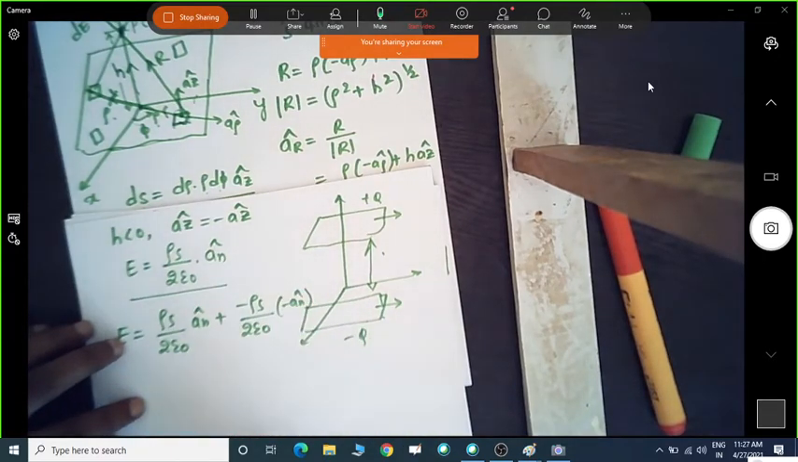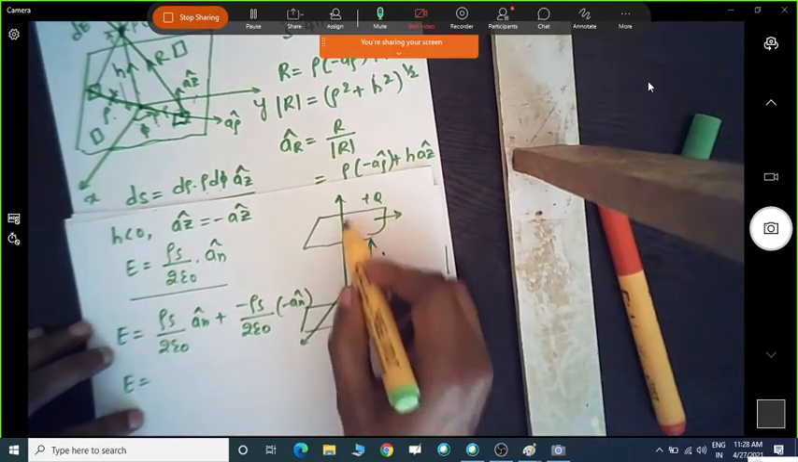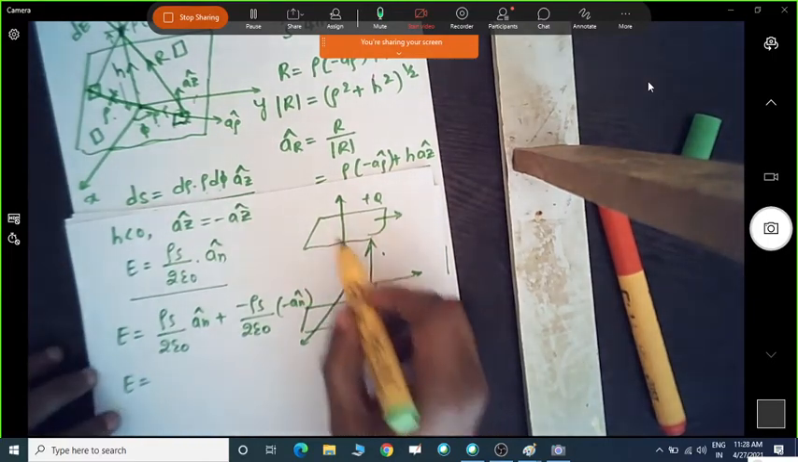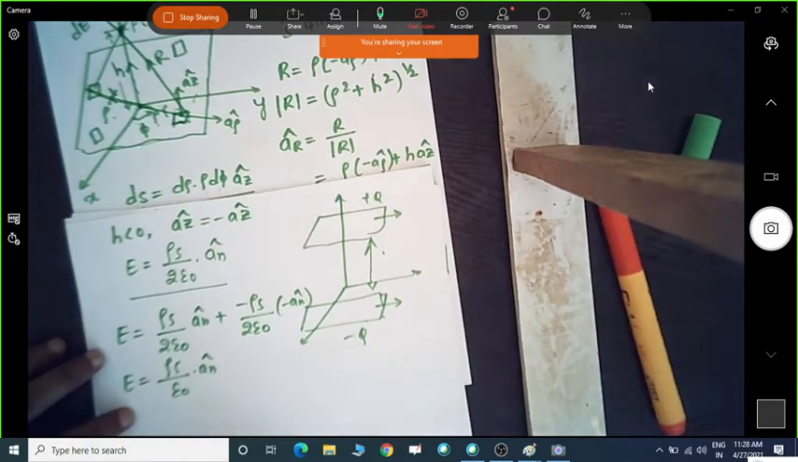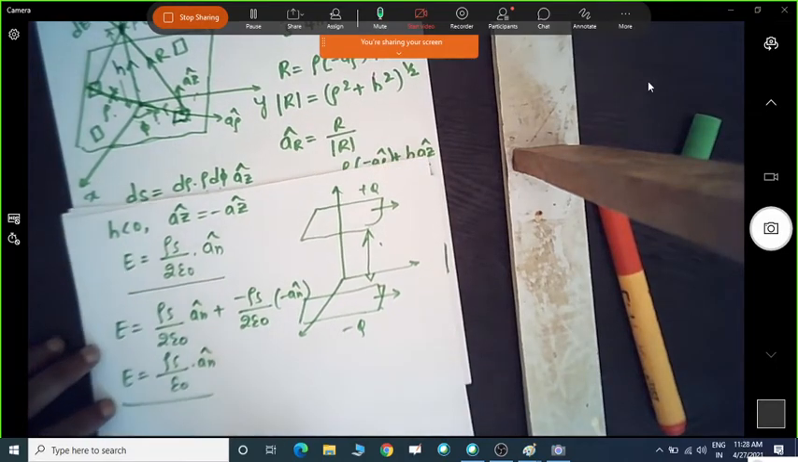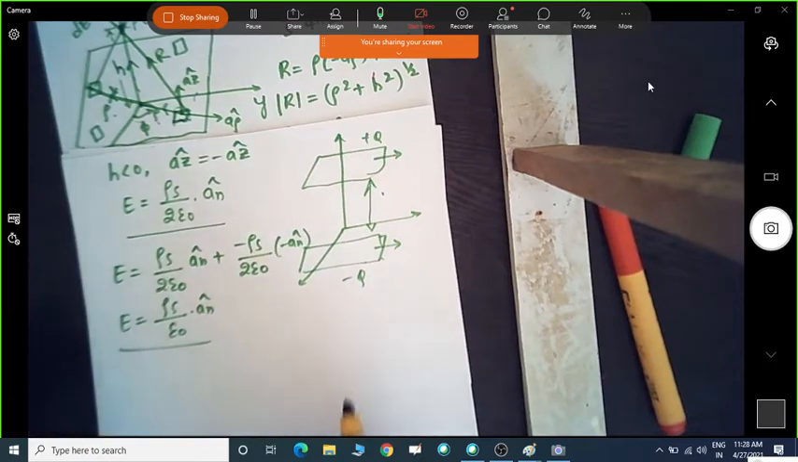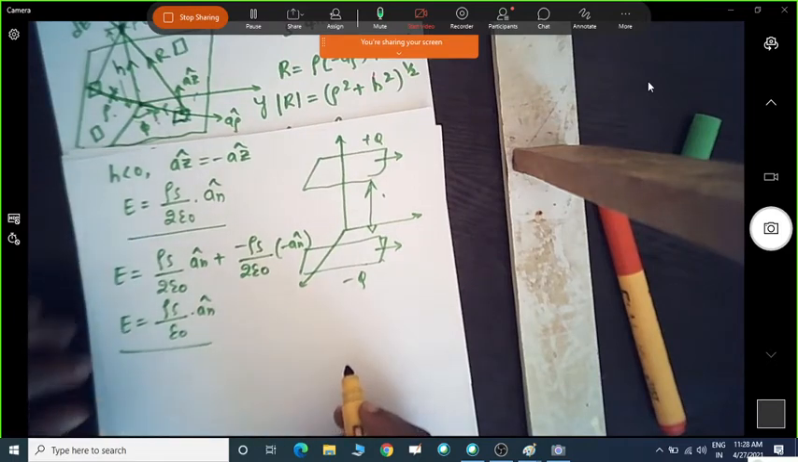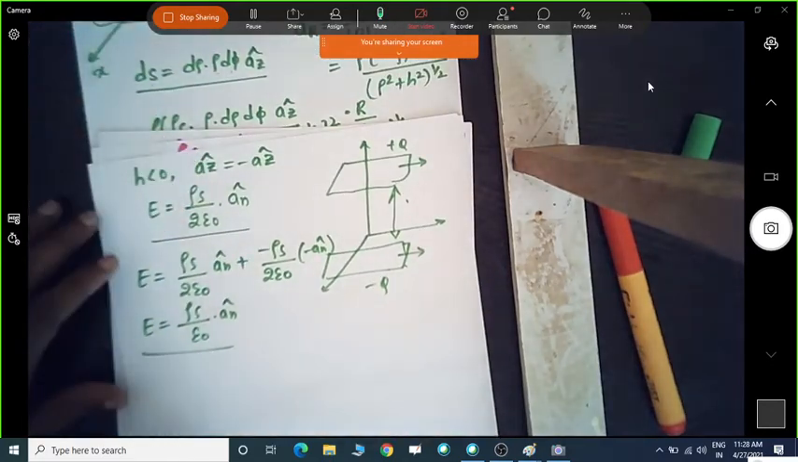So the electric field due to two parallel plates or parallel infinite sheets we can write as rho s by epsilon naught into an cap. This is the electric field due to two parallel sheets or parallel plates. This is the surface charge distribution. Is it understood? Any doubt?